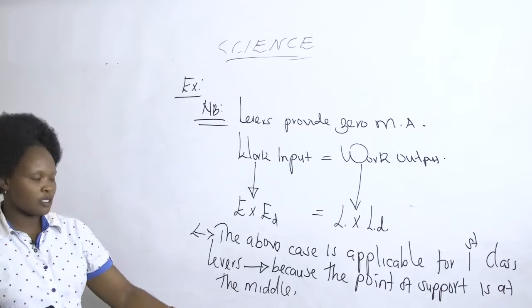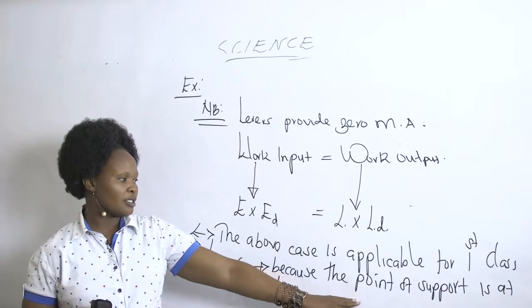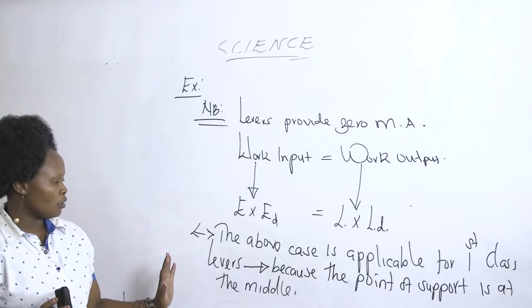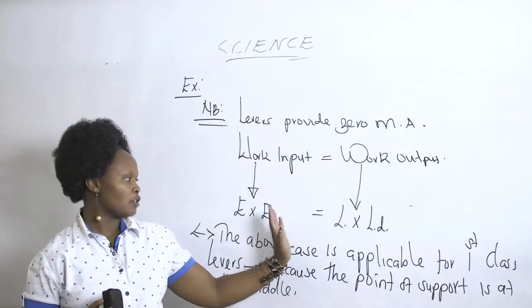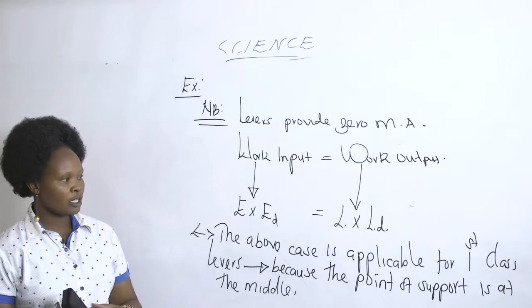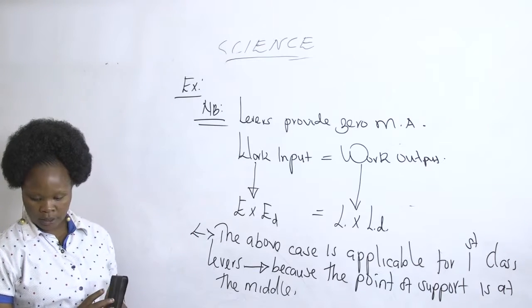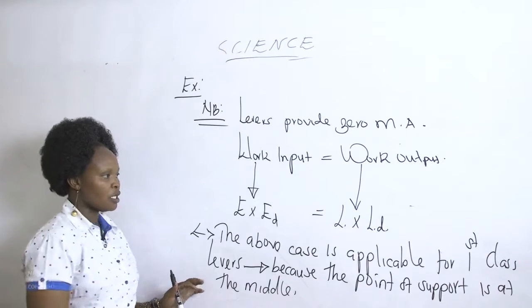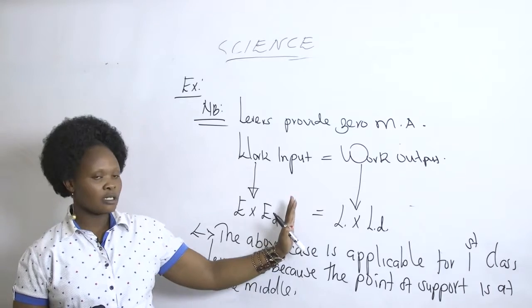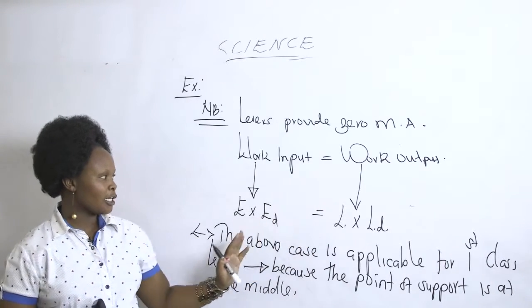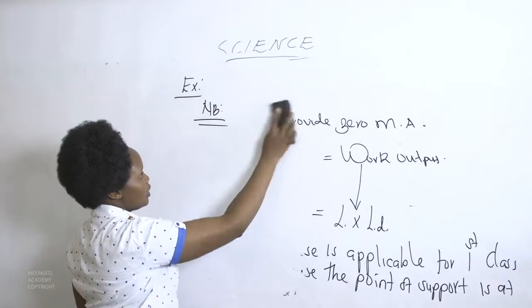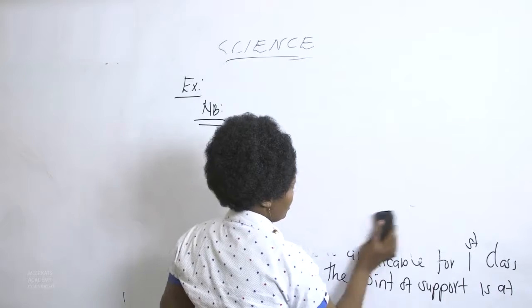And if the point of support is at the middle, that means the load distance and the effort distance are measured in opposite directions. Therefore, you cannot compare one to the other, because force is a vector. If the system is to balance, then the clockwise and anti-clockwise work done should be the same.